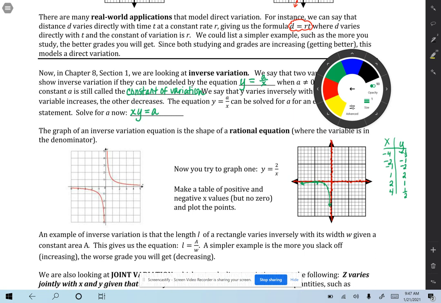And then here we have (1, 2), (2, 1), (4, 1/2). Try to make this line a little bit nicer looking.